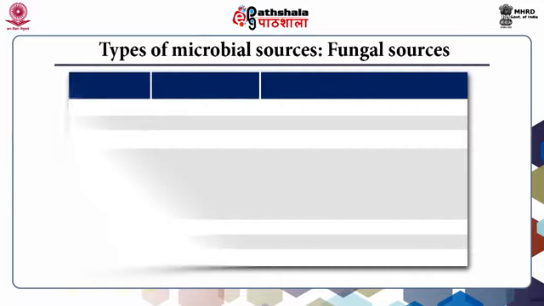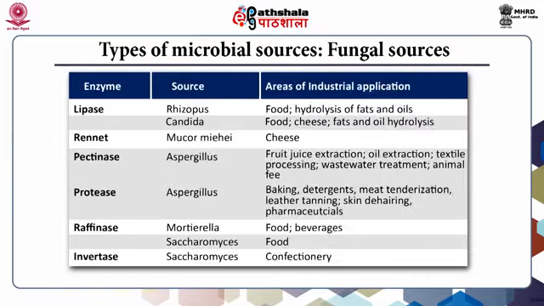Aspergillus species appear to be the most important fungal source for enzyme. For example, lactase, protease, pectin lyase, pectinase, amylase, tannase, catalase are all produced by Aspergillus species. Other sources include Saccharomyces, Kluyveromyces, Candida and Penicillium.